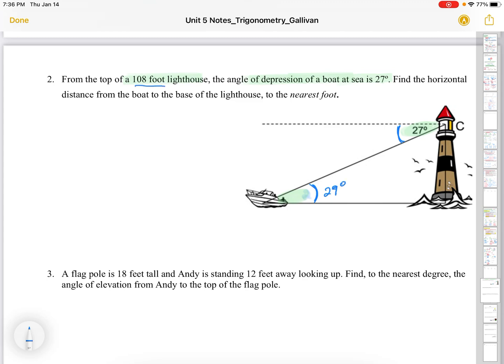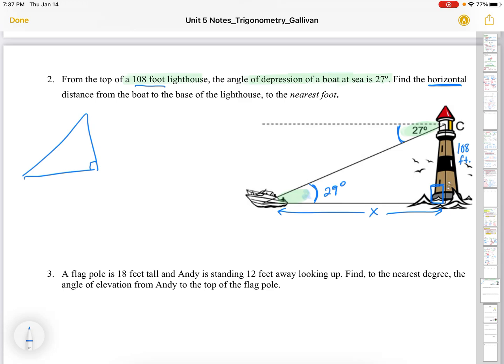Okay, so that means if it's 27 degrees up here, it's going to be 27 degrees down here. The other information we know is that the lighthouse is 108 feet. Okay, and this would be a right angle. So we want to know the horizontal distance from the boat to the base of the lighthouse to the nearest foot. So we're looking for that distance here. We want to know how far away the boat is from the lighthouse. So let's take this and sketch it out as a free triangle.